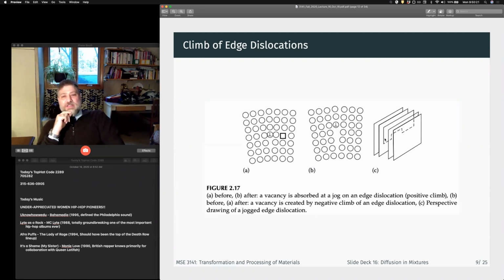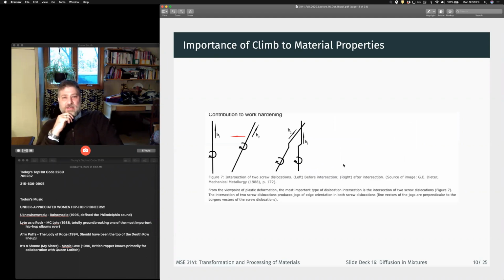Okay, but anyway, so this is climb, right? So this is going to be the major way of eliminating these excess vacancies, okay? So climb is actually really, really important for material properties, right?